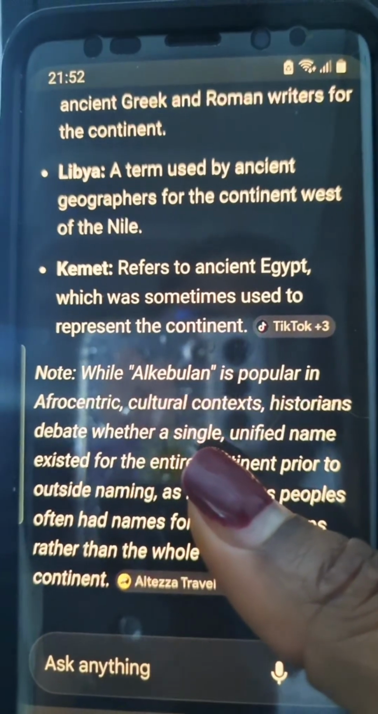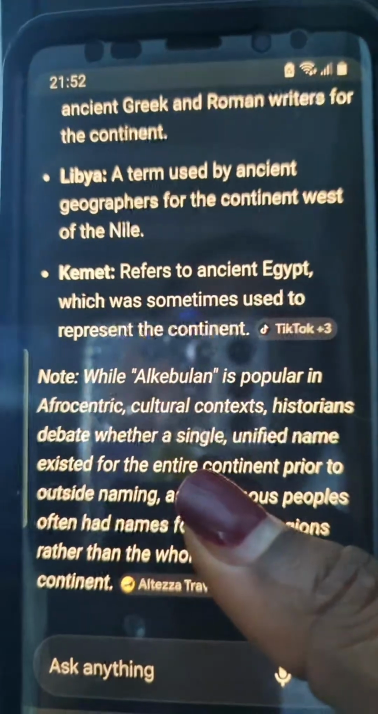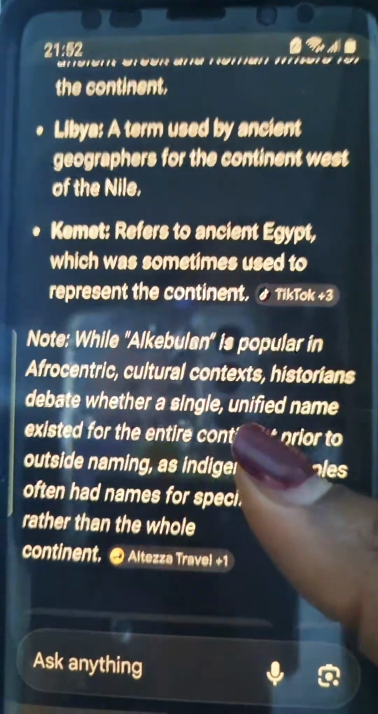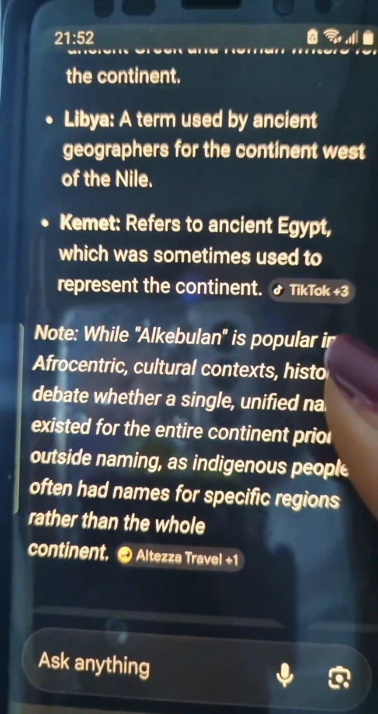Alkebulan is popular in Afrocentric cultural context. So you see, now you know. At least you've learned something today. Go and use your Google and find the rest. That's the real name of the continent Africa. We were even given the name Africa by the slave master.